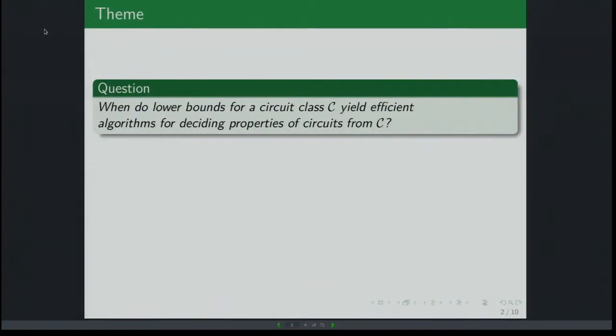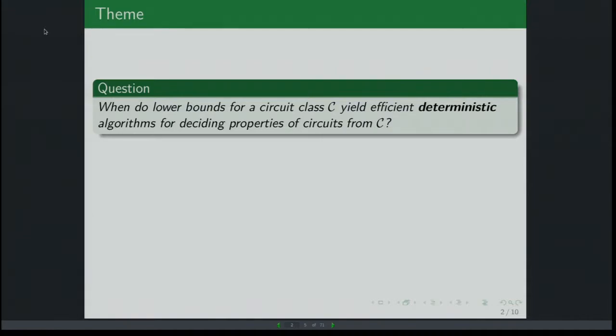Okay, so what is the theme of this talk? It's the question surrounding this workshop: if you have some circuit class, and you have a lower bound for that circuit class, what does that give you in terms of algorithms for deciding properties of circuits from that class? What I want to focus on here is deterministic algorithms, in the sense that for the properties I'm interested in, there will automatically be easy randomized algorithms. The question is, can you de-randomize those algorithms?